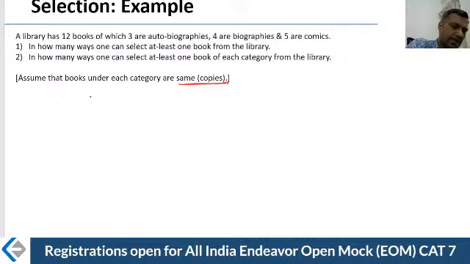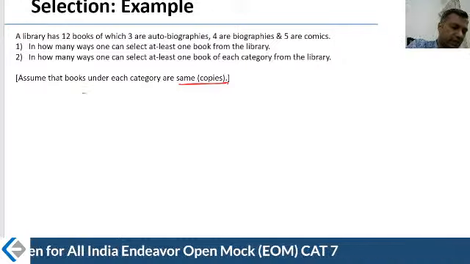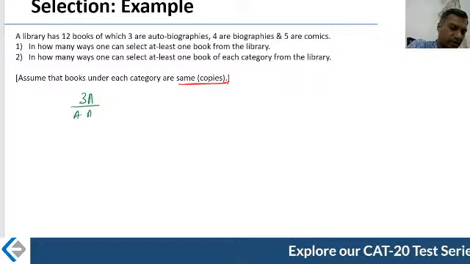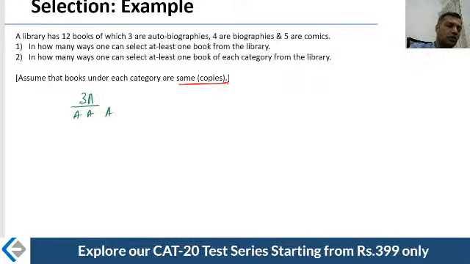If there is category A, that is autobiographies, 3 A's. So all 3 A's are the same. That is nothing but A, and A. All right, now all 3 are A's. That's nothing like A1, A2, A3. All of them are going to be A.